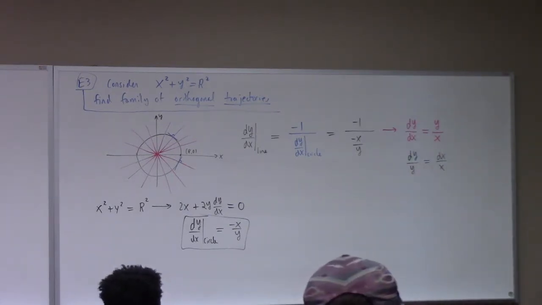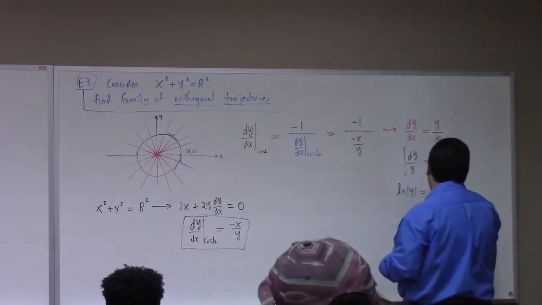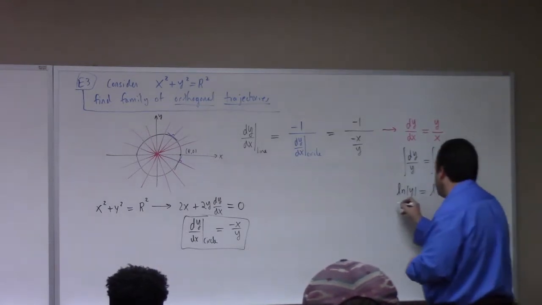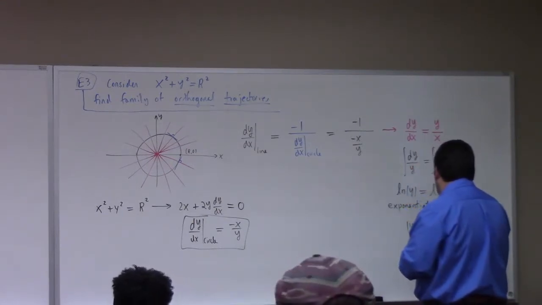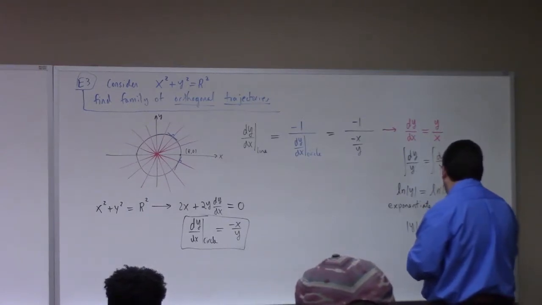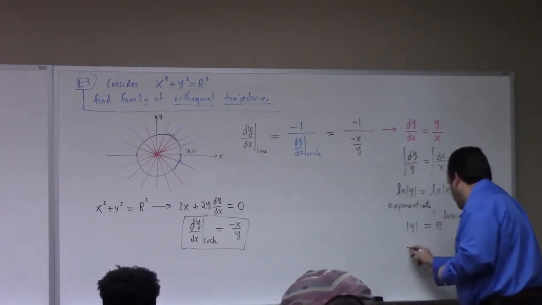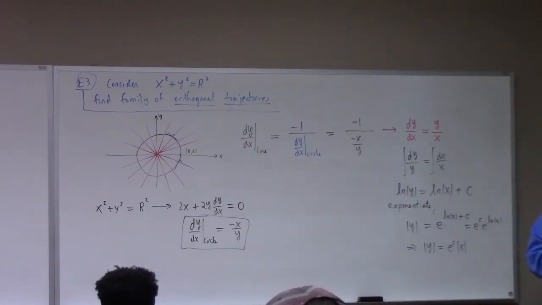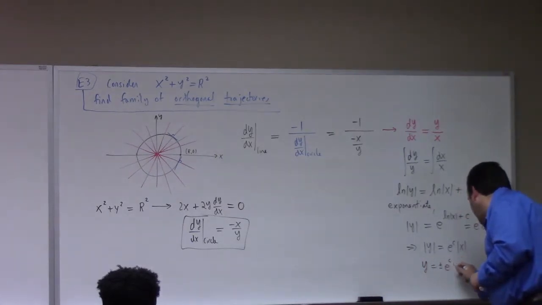So this time, we've got logs on both sides, right? We get the natural log of the absolute value of y equals the natural log of the absolute value of x plus some constant. Next move, exponentiate both sides. That gives me that the absolute value of y is equal to e to the natural log of the absolute value of x plus a constant, which is equal to e to the c times e to the natural log of the absolute value of x. In other words, the absolute value of y is equal to e to the c times the absolute value of x. Which is to say that y is equal to plus or minus e to the c times x.